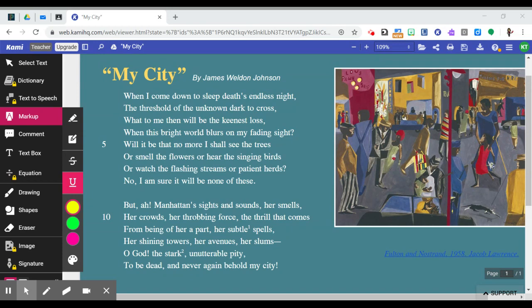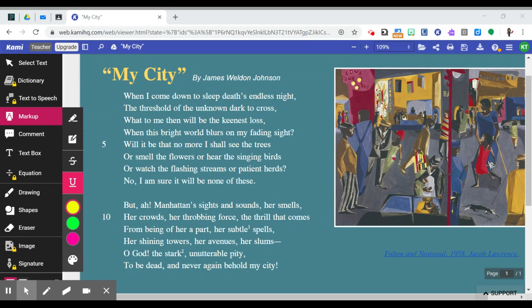When I come down to sleep death's endless night, the threshold of the unknown dark to cross, what to me then will be the keenest loss when this bright world blurs on my fading sight? Will it be that no more I shall see the trees, or smell the flowers, or hear the singing birds, or watch the flashing streams or patient herds? No, I am sure it will be none of these.